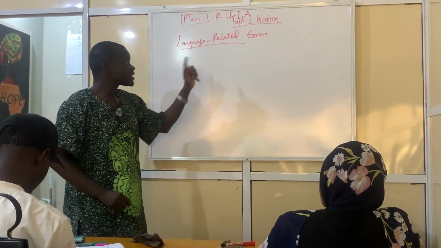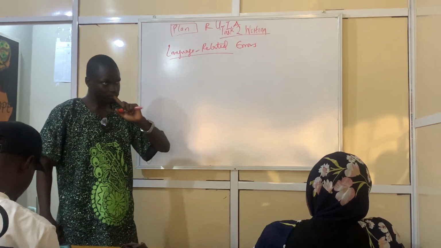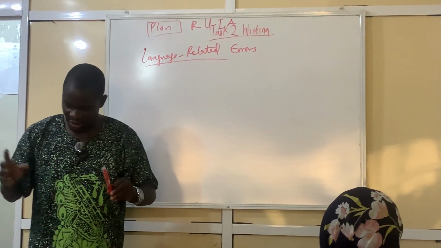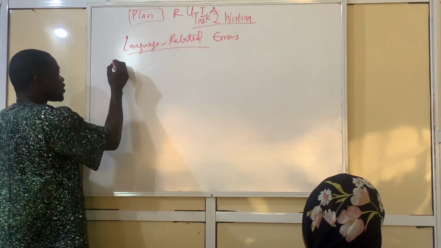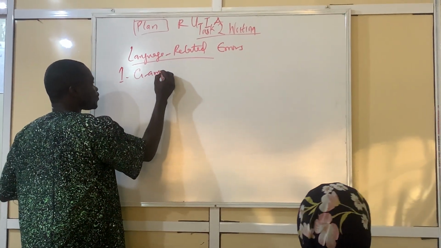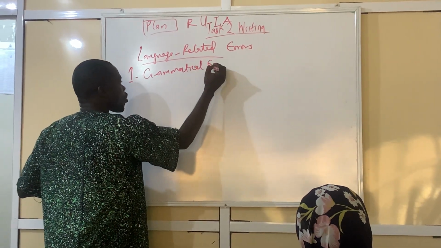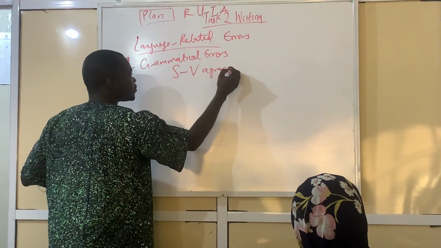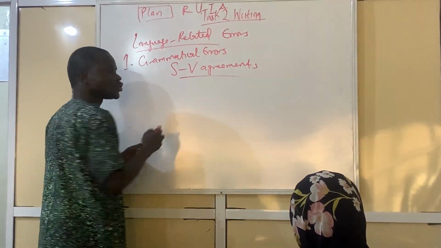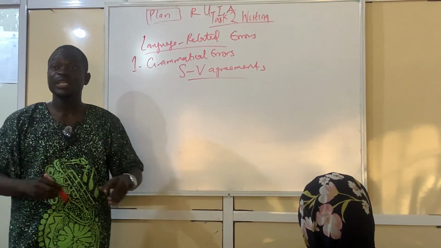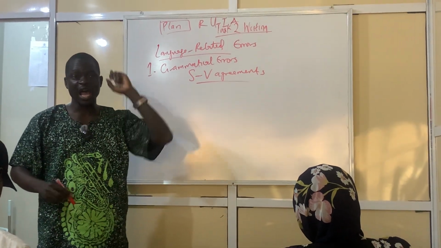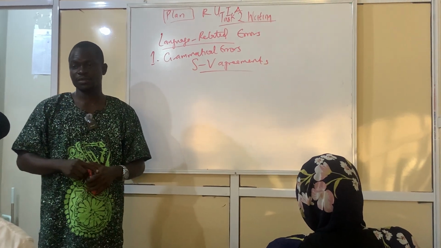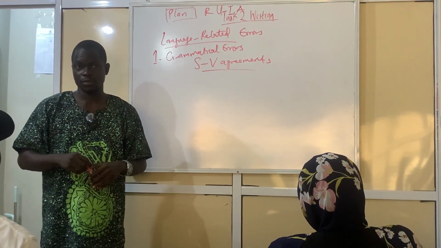Now please, this part, in my own experience with students, let me just give the major part. For example, grammatical errors. Under this aspect, people have issues with subject verb agreement. It comes over and over and over. Subject verb agreement, and I cannot overemphasize this.